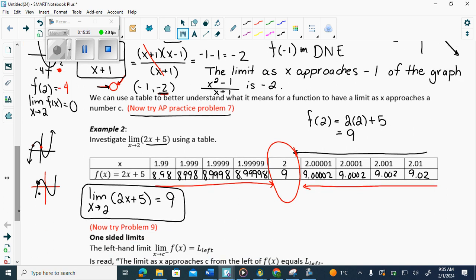Now you have to write limit as x approaches 2, with the little arrow down here, and then the value is straight with the word limit, equals 9. So you're going to try problem 9. Is this AP problem 9 or problem 9? Problem 9, so it's not in the green. It's in the questions right before the green. So go quickly do that.